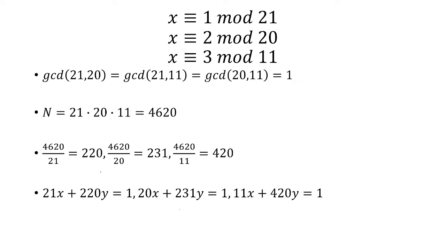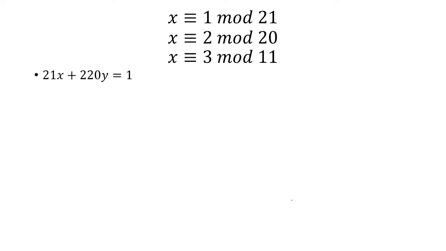So we have 21x plus 220y equals 1, 20x plus 231y equals 1, 11x plus 420y is also equal to 1. So we're going to solve this by doing Euclid's algorithm.